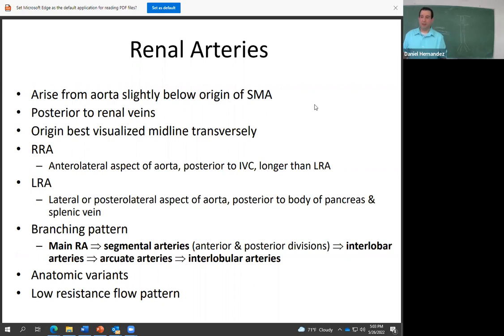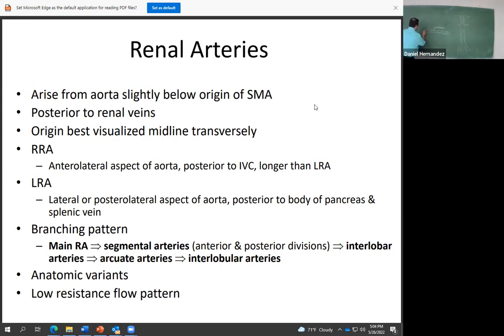We're not going to be able to visualize them in a true sagittal view of the aorta because they're arising laterally. And maybe if we angled a little bit to the side, potentially we could pick up a little piece of one of the renal arteries. But to visualize the renal arteries, we now need to be in transverse at the level of the renal arteries. Then we could see to the right and to the left of the aorta. So just remember that those renal arteries are about 1 to 2 centimeters below the level of the SMA.